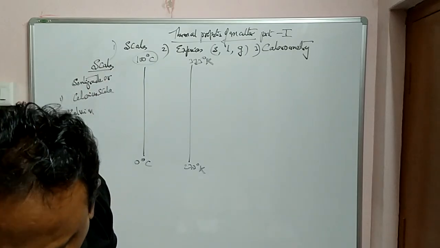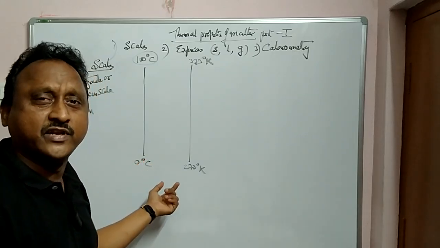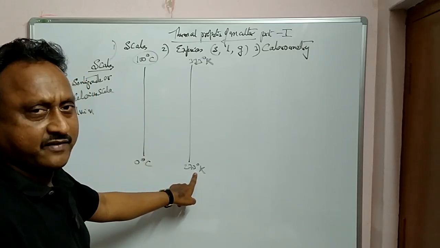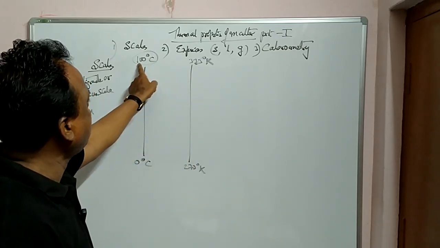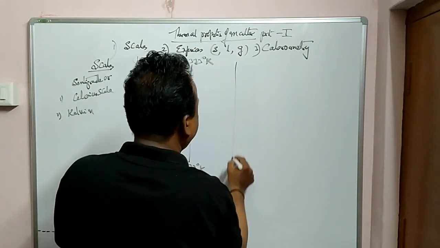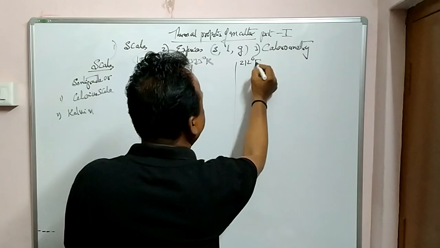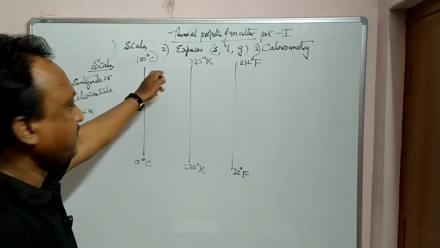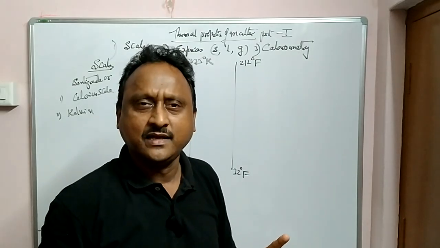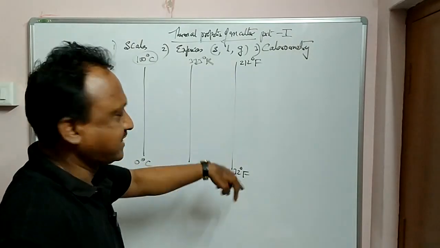So, three scales. One is the centigrade scale: freezing point 0 degree centigrade, boiling point 100 degree centigrade. In Kelvin, the freezing point is 273 and the boiling point is 373. The third scale is the Fahrenheit scale: 32 degrees Fahrenheit lower point, and 212 Fahrenheit higher, the boiling point. Are you observing the three scales? This is the very first point we are dealing with in thermal properties of matter.